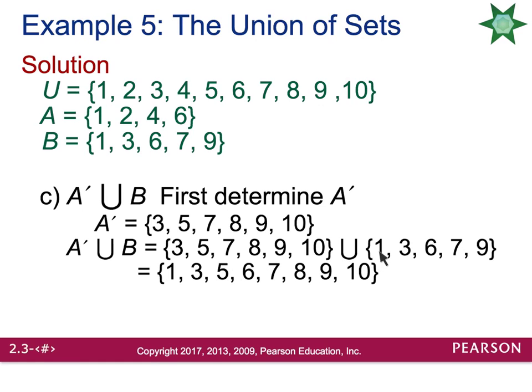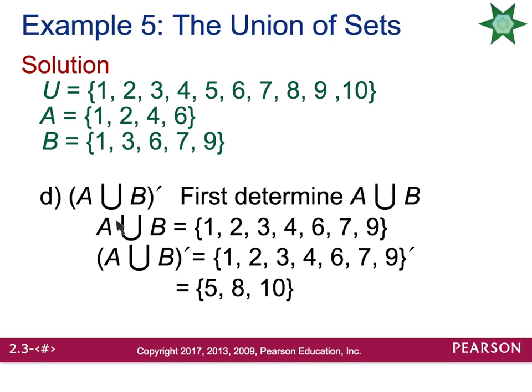So we got a 1 from B, we've got a 3 from both sets, we got a 5 from A complement, we've got a 6 from B, we've got a 7 from both sets, we've got an 8 from A complement, we got a 9 from both sets, and then we've got a 10 from A complement. So everything thrown together gives us this. And again, the doubles we just count as 1.